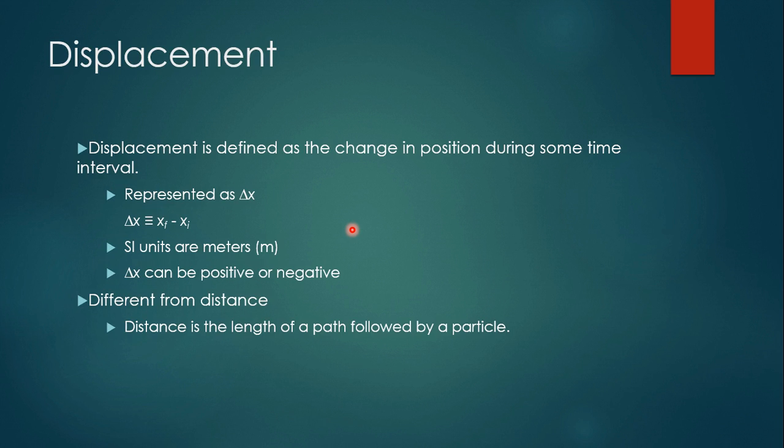It's different from distance. Distance is the total length of a path followed by a particle, but displacement is the shortest distance between the starting and the end point. So let's consider the tip of a clock hand. It starts from 12, goes all around the clock in a circle and comes back to 12. In that case, the distance traveled by the tip of the hand will be 2 pi r, where r is the radius of the clock. But the displacement will be 0 because it's returning to the same position.